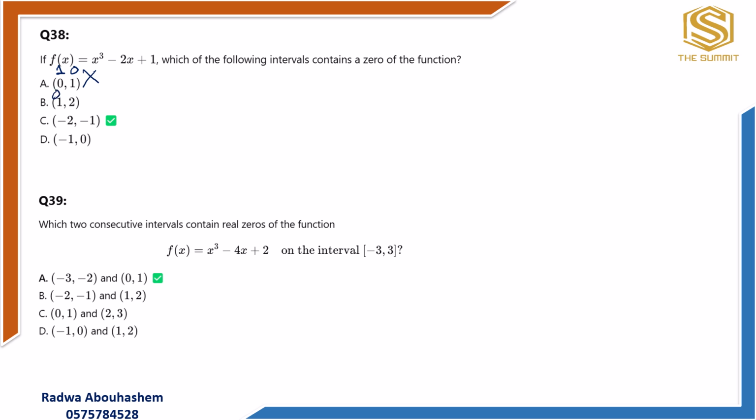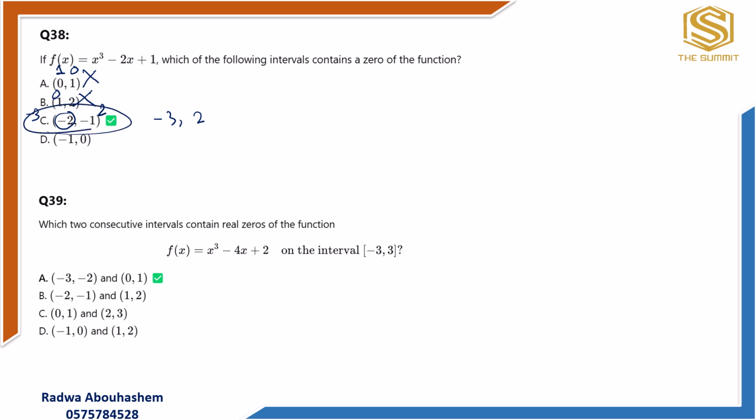If I substitute 1 here, it gives me 0 again. If I substitute 2, this is 8 minus 4, so again, there is no sign change. Let me check negative 2. Negative 2 gives me negative 8, negative 8 plus 4 plus 1 gives me negative 3. And if I substitute negative 1, it gives me negative 1 plus 2, it gives me 2. So yes, there is a change in sign from negative 3 to 2. So this is my answer.